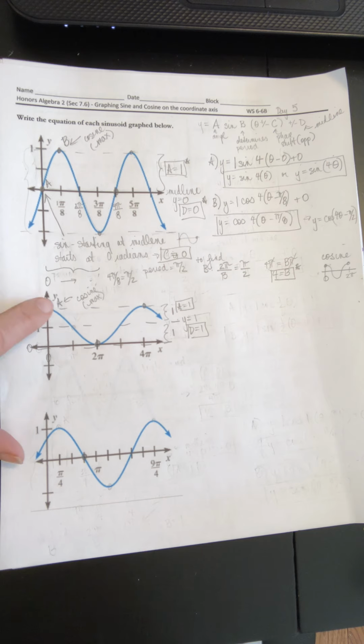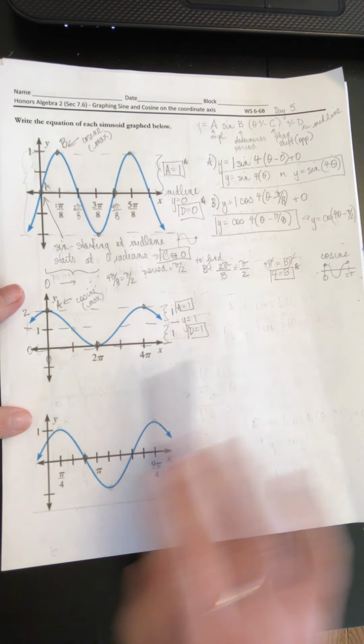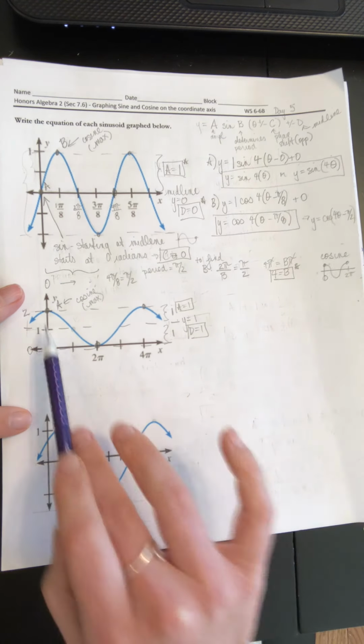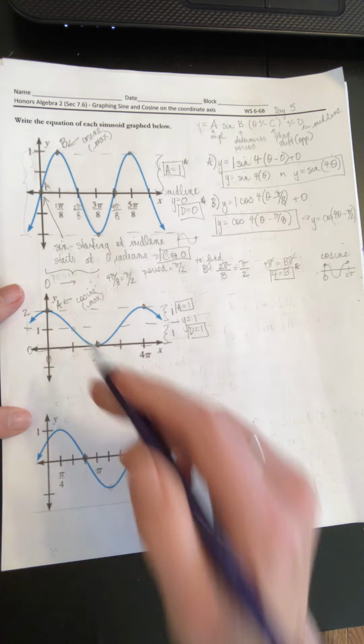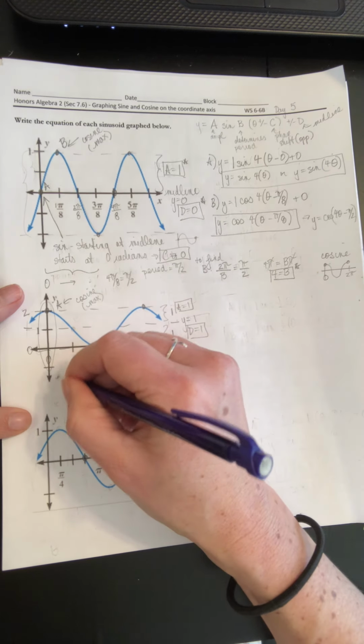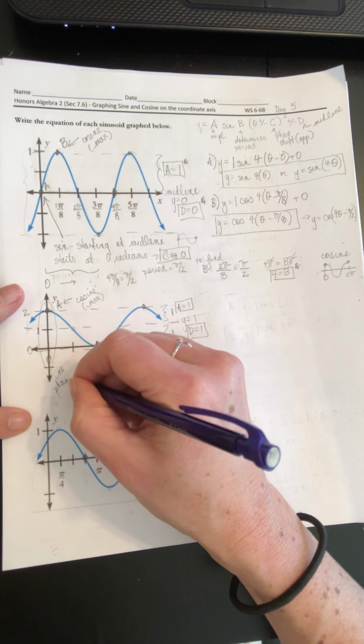Then we pick our point like we did, A. That's a maximum, so we're going to use cosine, okay? Now, if we look, is there a phase shift? Well, no. We have our basic cosine function where we start at the max at 0, so there is no phase shift, okay, for this. No phase shift.